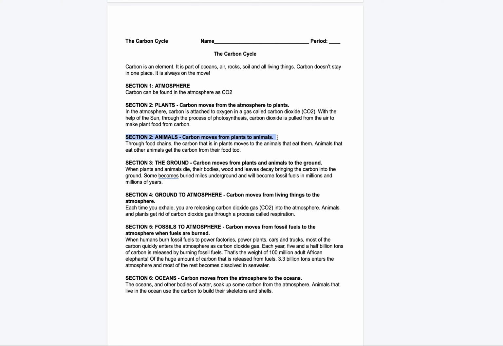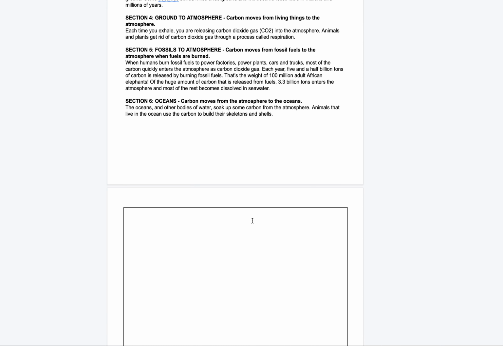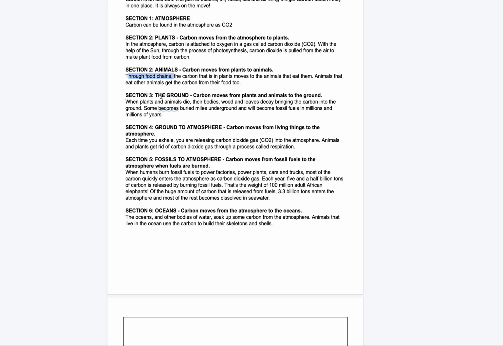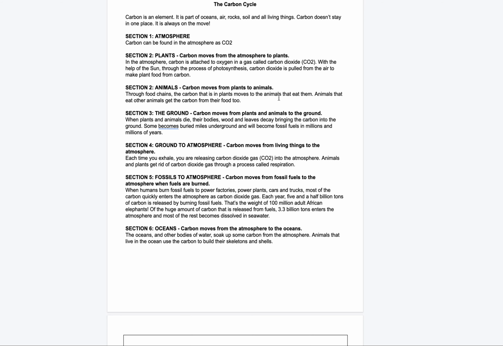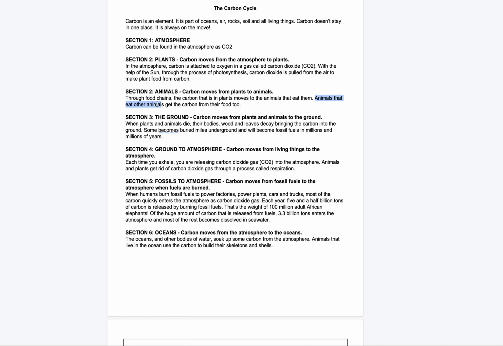All right, section 2, animals. Carbon moves from plants to animals through food chains, so you're gonna have to draw a food chain. So you can't just draw like a squirrel and be like, okay, I'm done. You're gonna have to draw a food chain. The carbon that is in plants moves to the animals, in plural, that eat them. So not just one animal eats the plant, but several of them. Animals that eat other animals get carbon from their food too. So right here, I'm gonna make a pause right here. So that's kind of the idea of what you have to draw.